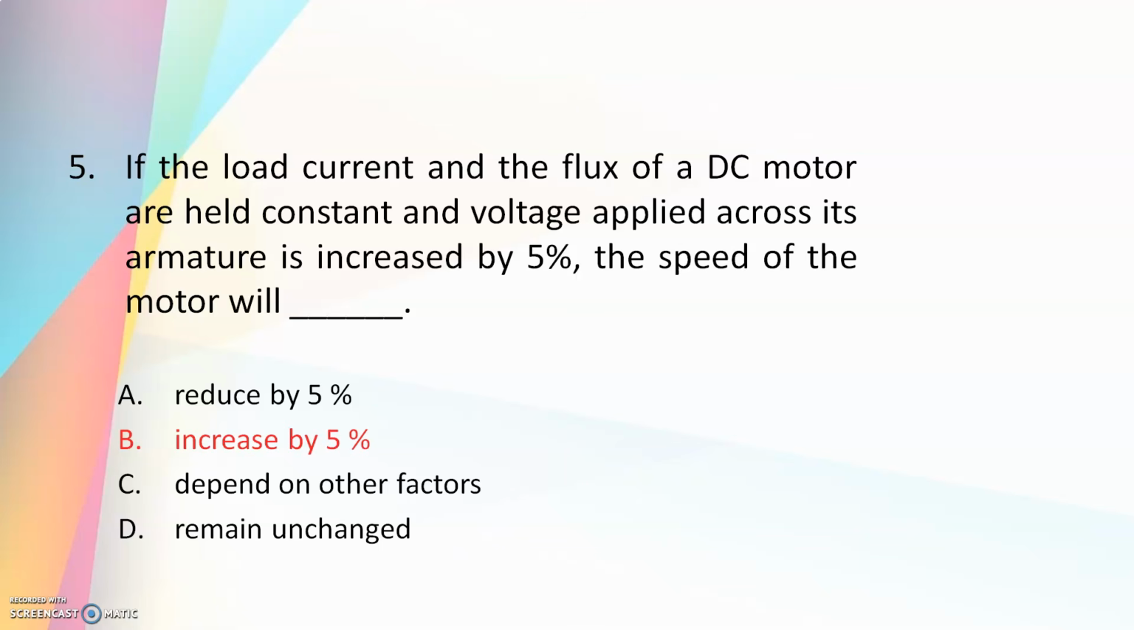So 5% increase of terminal voltage means an increase of 5% in back EMF. The speed of DC motor is directly proportional to the back EMF and inversely proportional to the flux per pole, as already shown in the equation. Since the flux is also constant, the speed only depends on the back EMF, and the speed is directly proportional to the back EMF. Hence, speed is also increased by 5% with 5% increase in the terminal voltage.